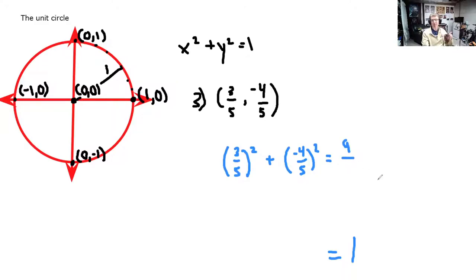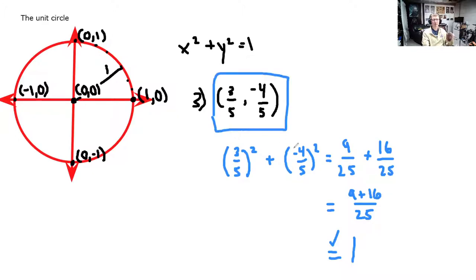3/5 squared is the same as 3 squared over 5 squared. So this is 9/25. -4/5 squared is the same as -4 squared, which is 16, over 5 squared, which is 25. Altogether, that gives us 9 plus 16 over 25. And 9 and 16 gives us 25, I believe. So this is 25 over 25, which is in fact 1. So this point is on the unit circle.